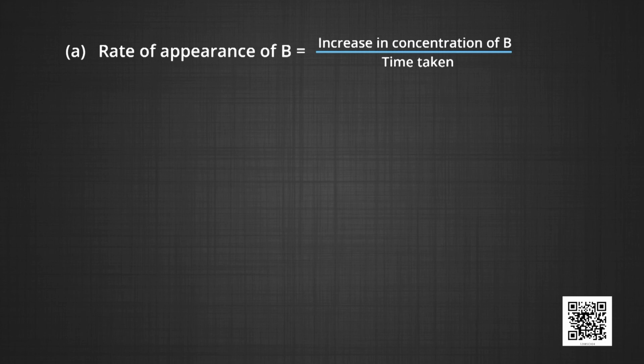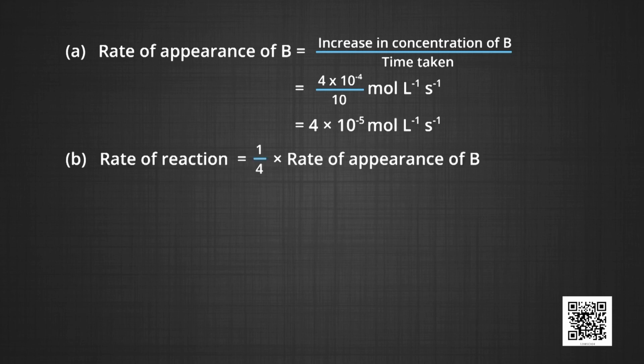Part A, the rate of appearance of B is equal to increase in the concentration of B divided by time taken. It is equal to 4 into 10 raised to power minus 4 divided by 10 moles per liter per second. It is equal to 4 into 10 raised to power minus 5 moles per liter per second. B, rate of reaction is equal to 1 by 4 into rate of appearance of B.